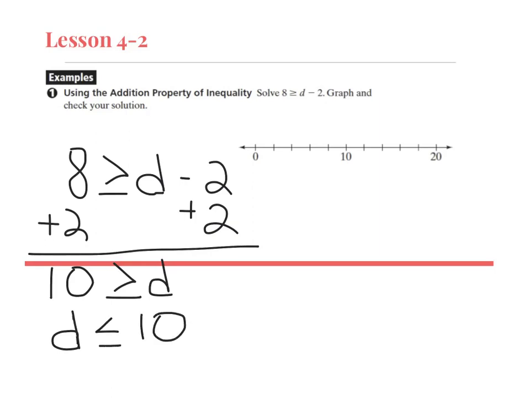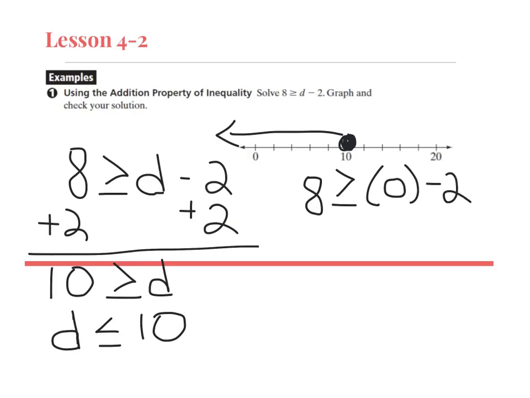Because it's equal to, I'm going to close in a circle on 10, and I'm looking for values that are less than 10, so that is going to the left. Now we can check our answers, and I recommend checking with an easy point and plugging it back into the original problem so it makes sense. So in this case, I'm going to pick 0. 8 is greater than or equal to 0 minus 2, which is -2. And is 8 greater than or equal to -2? It is. So that's our check that we did this correctly.